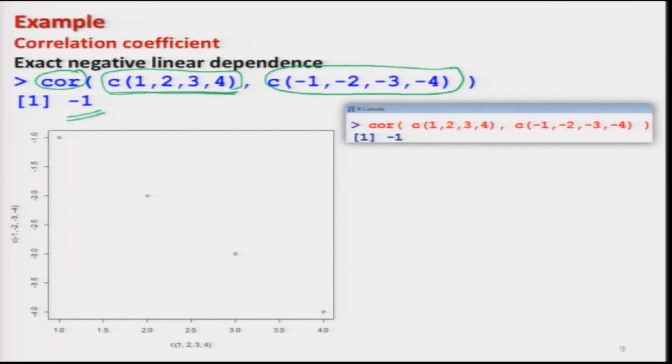And you can see here, this is indicated in the scatter diagram, these are the 4 points, and this relationship is decreasing, and this is the case of exact negative linear dependence between the two variables. And here is the screenshot of both the things.